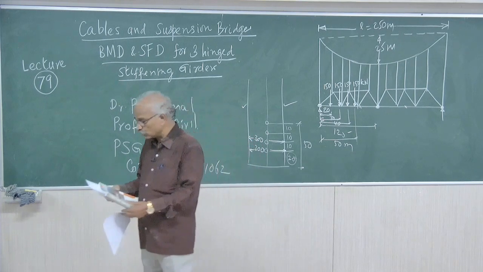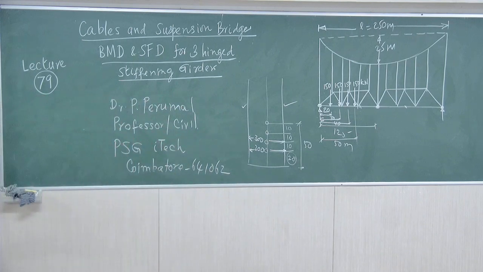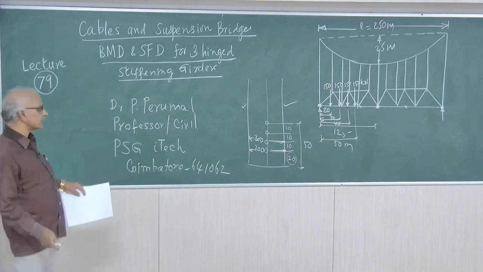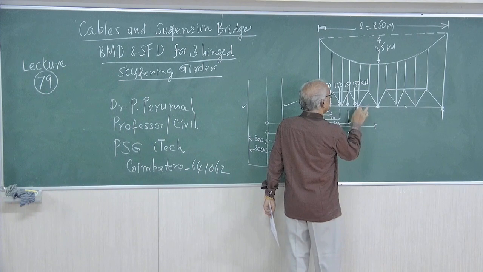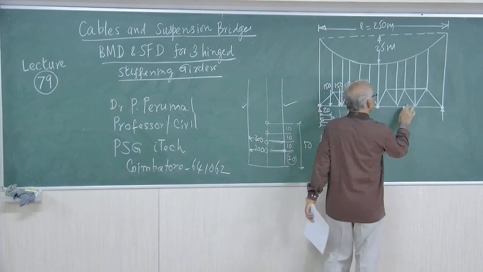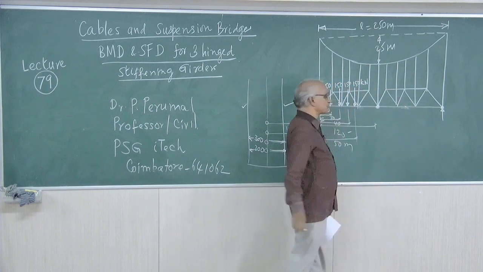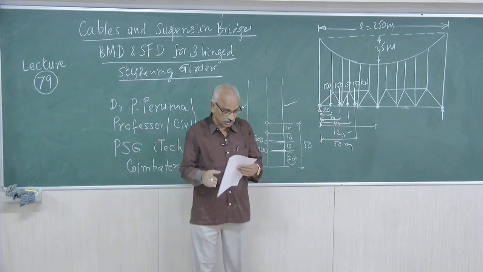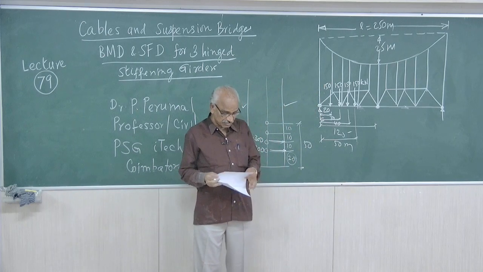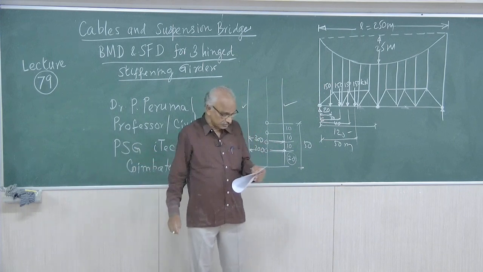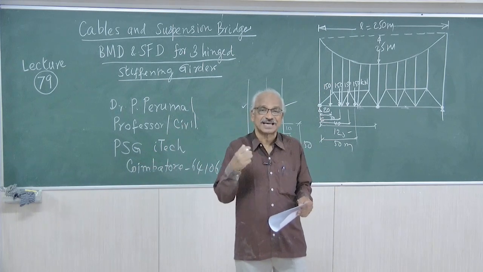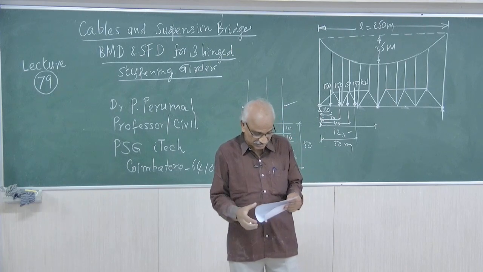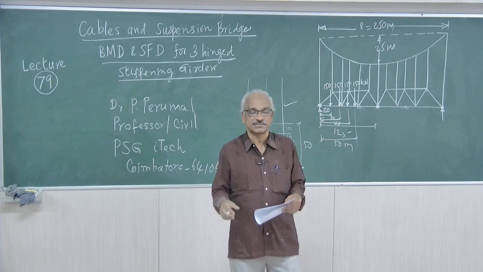Now we will do this problem elaborately and discuss how to plot the bending moment diagram and shear force diagram. So we will not restrict our discussion to 62.5 alone. This is a previous problem. Now, for the suspension problem discussed earlier, calculate the bending moment and the shear force at the salient points and sketch the bending moment and the shear force diagrams.